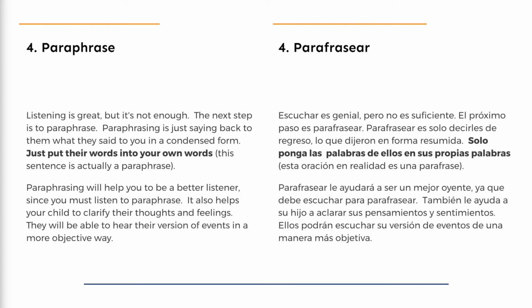Number 4, paraphrase. Listening is great, but it's not enough. The next step is to paraphrase. Paraphrasing is just saying back to them what they said to you in a condensed form. Just put their words into your own words. That last sentence there is actually a paraphrase. Paraphrasing will help you to be a better listener, since you must listen to paraphrase. It also helps your child to clarify their thoughts and feelings. They will be able to hear their version of events in a more objective way.